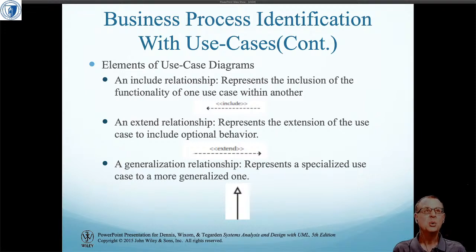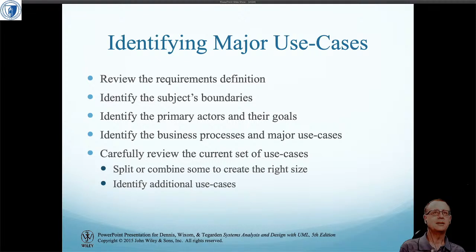There's also an include relationship, which says that some functionality of the subsidiary use case is used by another use case. And there's an extension relationship, which represents the potentially optional behavior of a use case. Sometimes you have related use cases related by inheritance, and there's the generalization relationship, a diagram arrow, to show that.